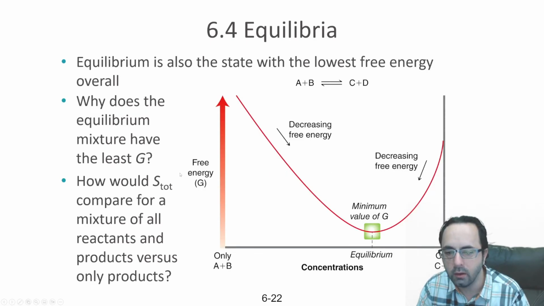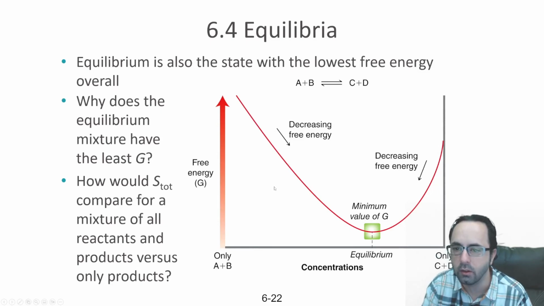So here's a diagram of free energy on the vertical axis and concentrations of reactants and products. On the left is all reactants, no products. On the right is all products and no reactants. And so we know that a spontaneous reaction occurs because it has a negative delta G, right?